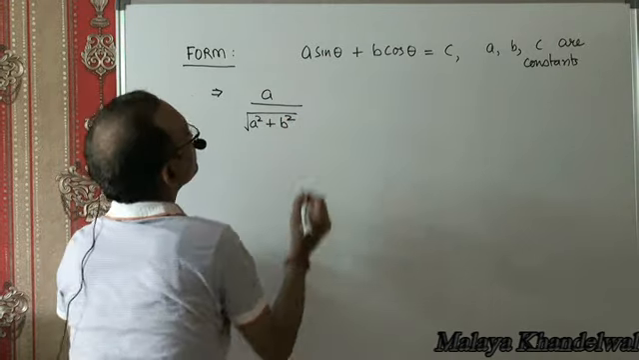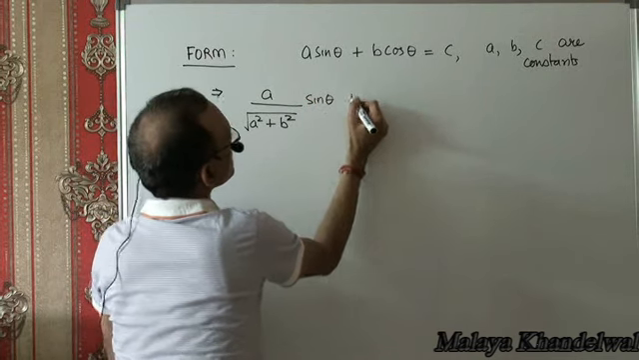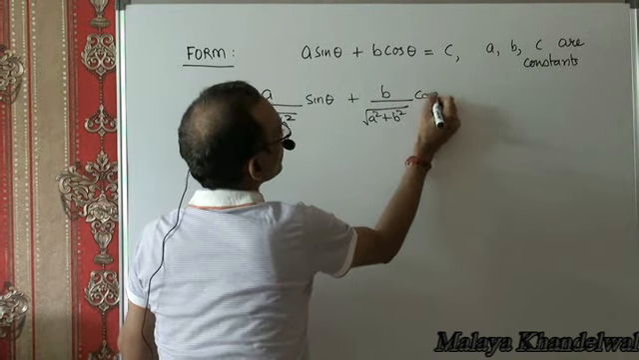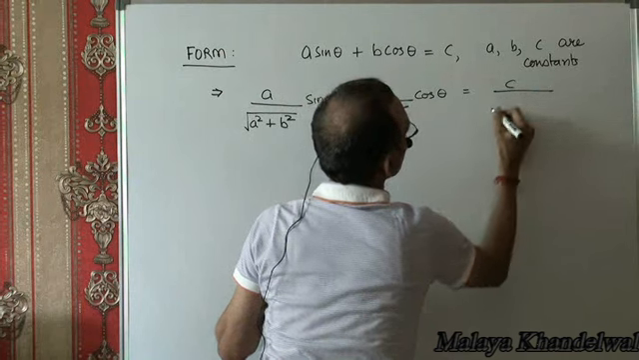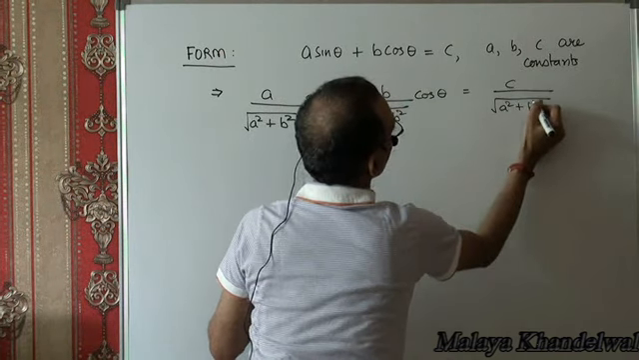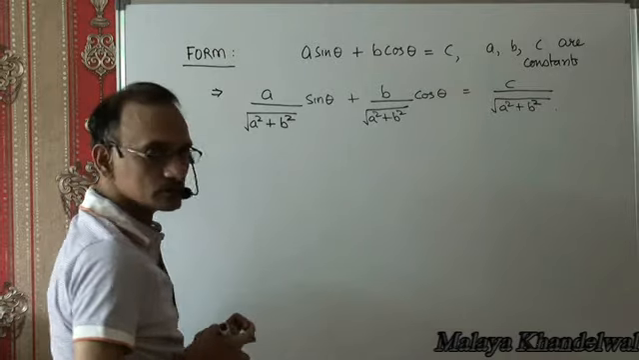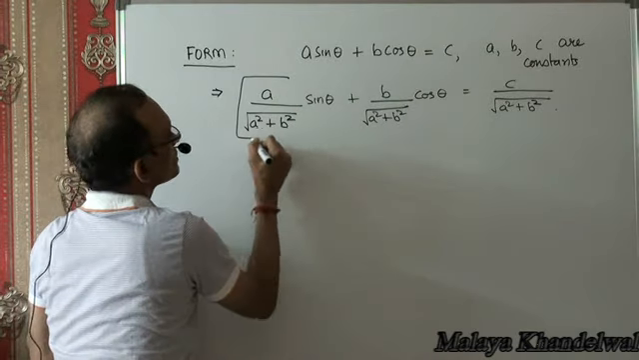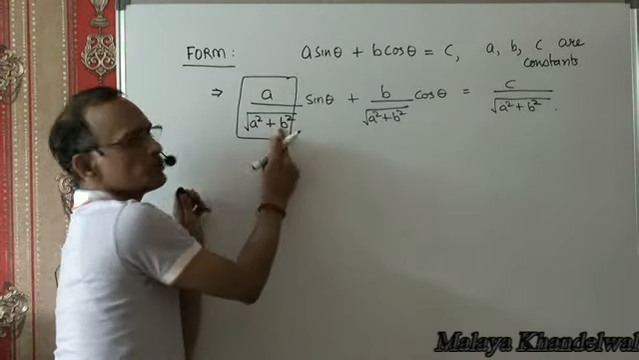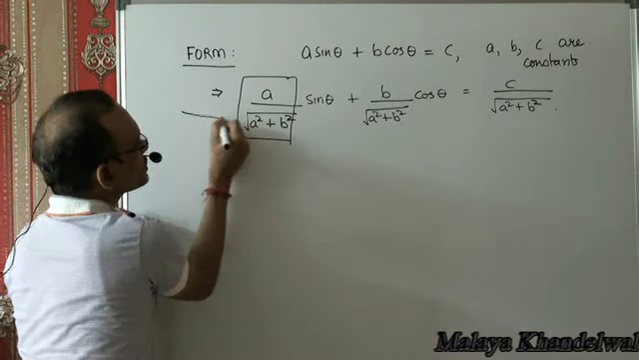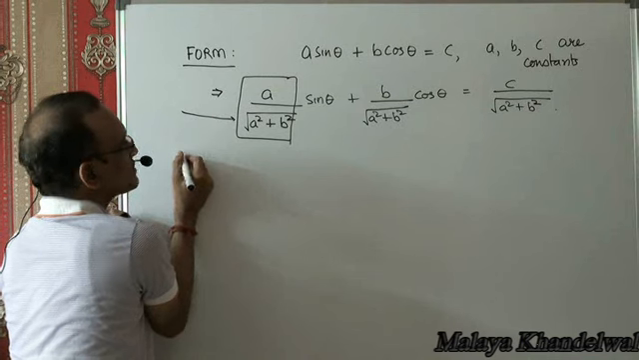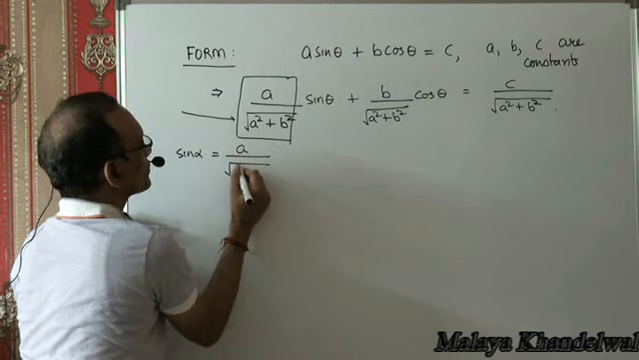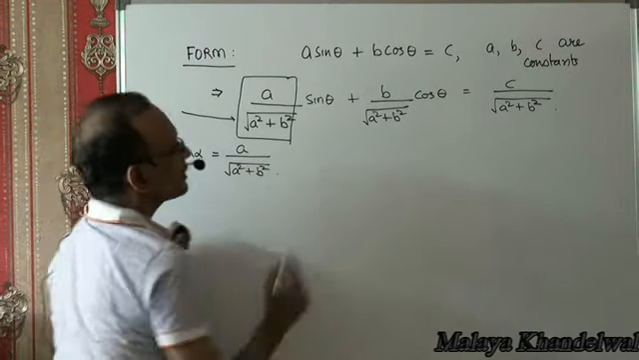So when you divide by root a square plus b square, we get a by root a square plus b square sine theta plus b by root a square plus b square cos theta is c by root a square plus b square, right? Now, the denominator is numerically larger than the numerator, so I could have chosen a by root a square plus b square as sine alpha.